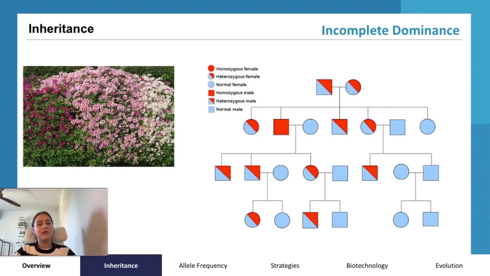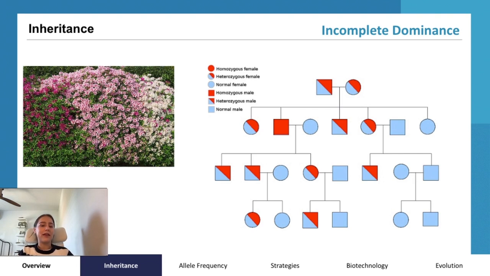Okay, so apart from the typical ways genes can get passed down, there are a couple more cool patterns to explore: incomplete dominance and codominance. These fall under what we call multiple allele inheritance. We're going to start with the first of the two, incomplete dominance.